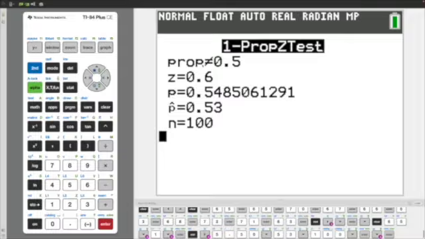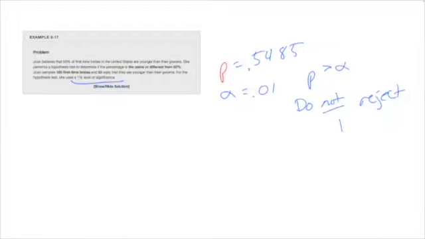Go down to calculate, and I get a test statistic of 0.6 and a p-value of 0.5485. So my p is 0.5485. It says we're using a 1% level of significance, so that means alpha is 0.01 for 1%. So p is greater than alpha. If the p is high, then null must fly, meaning do not reject the null.